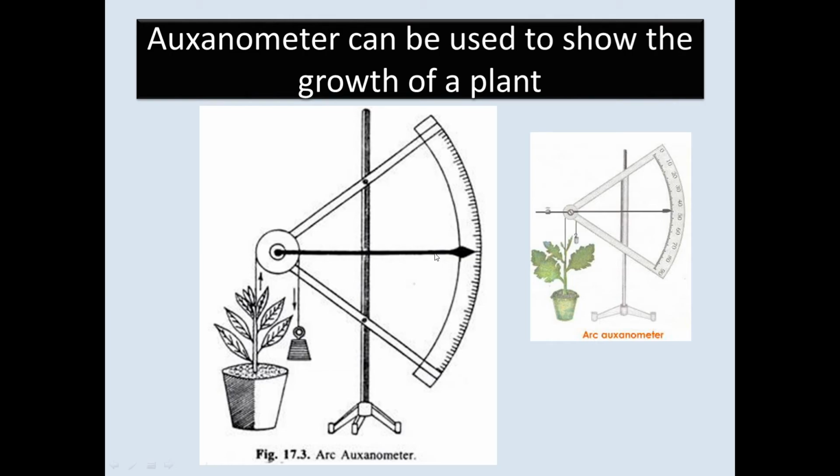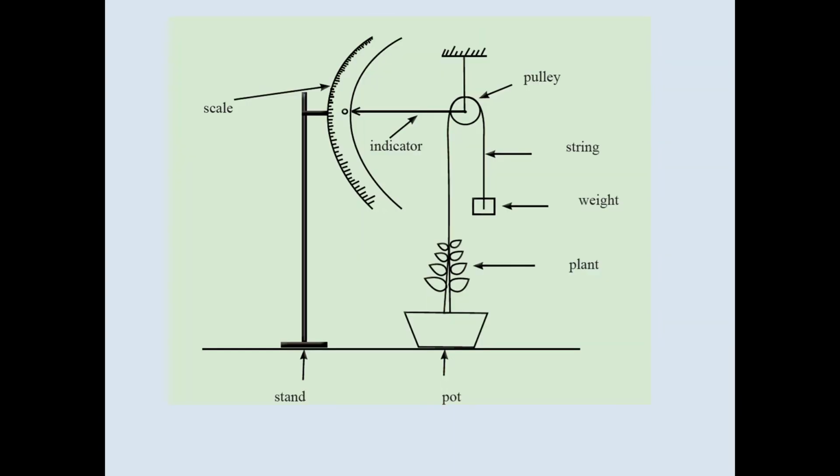It doesn't matter whether it is moving upward or downwards. You can measure the amount of growth by this scale, in millimeters, centimeters. And you can measure the growth rate considering the time. For example, growth in centimeters per day, growth in centimeters per hour, like that, you can measure the growth rate by using the auxanometer.